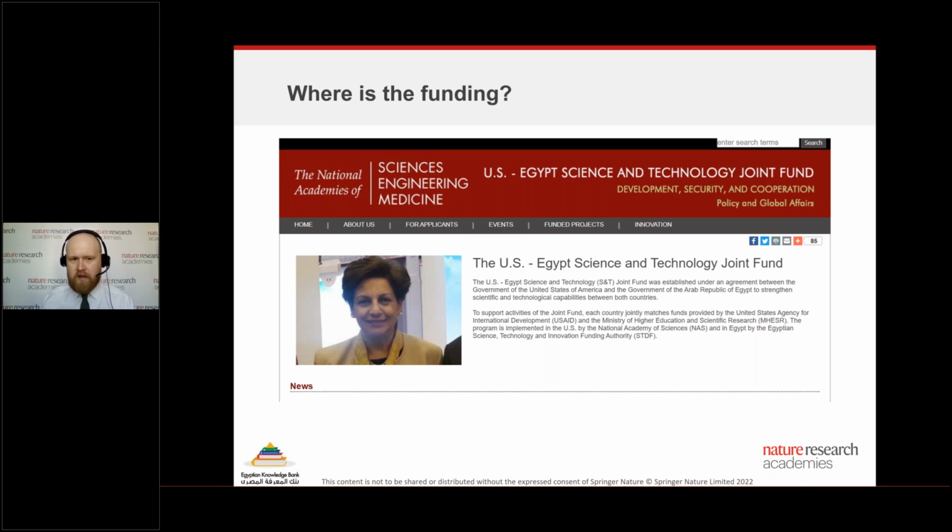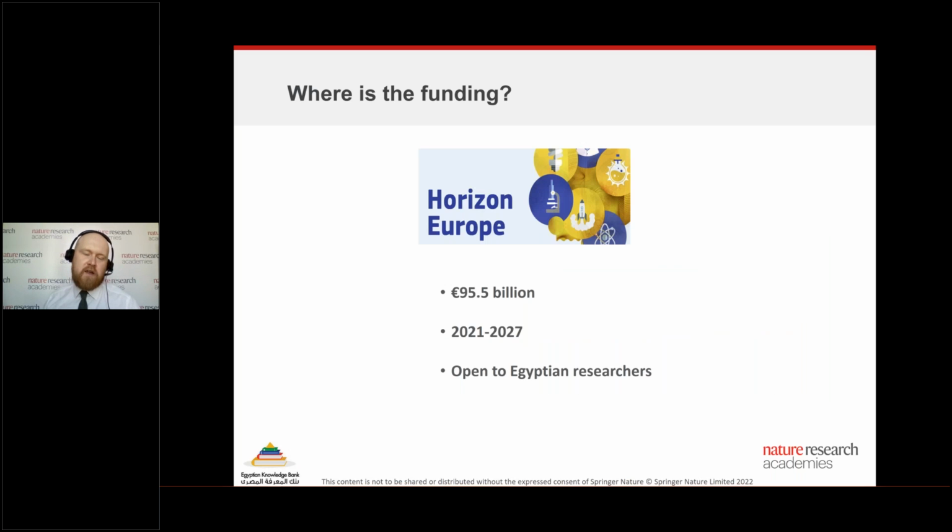Brilliant. Now, as I have said today, we're going to have a large focus on Horizon Europe. This is an expansive funding body. This is the latest framework for research funding within Europe, but many other member states outside of the EU, including Egypt, are eligible. So Egyptians are fully eligible to apply for funding from Horizon Europe. This, as I've said, is expansive. It covers almost 96 billion euros, and it's going to be running from 2021 to 2027.